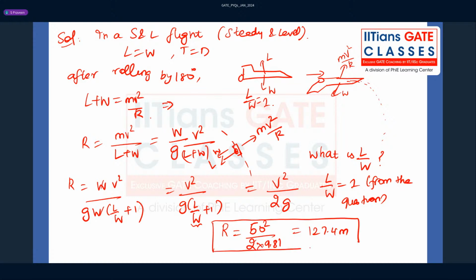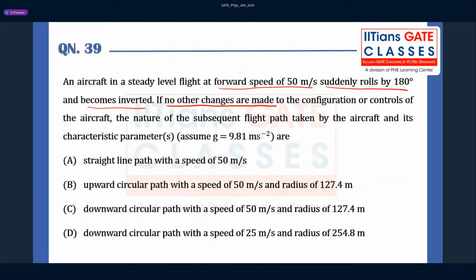So basically, it follows a curved path. This is what you have to remember, with a curved radius of 127.4 meters, right? So my answer is option C, downward circular path with a speed of 50 meter per second and radius of 127.4 meter. Hope you guys understood this, right? Any doubts in this? Okay. So if no doubts, then let me go ahead.